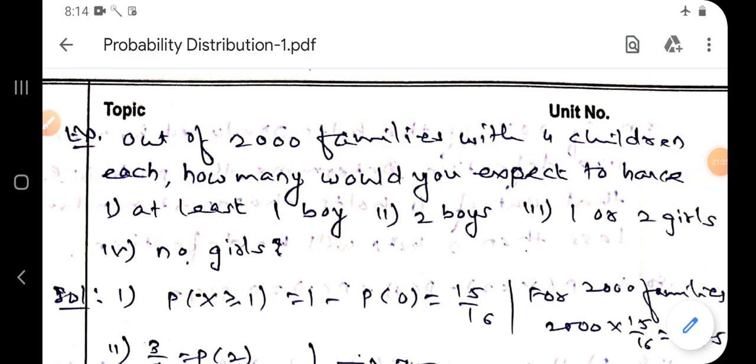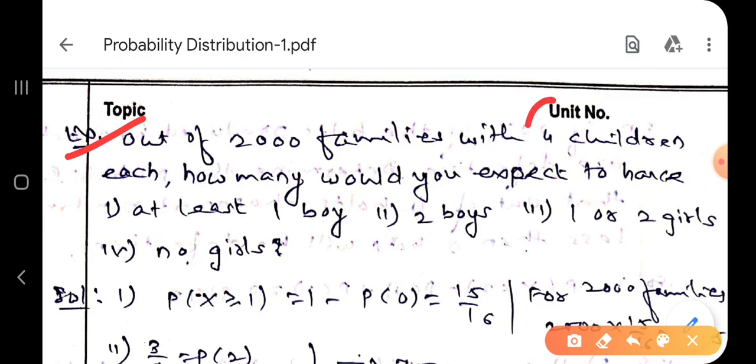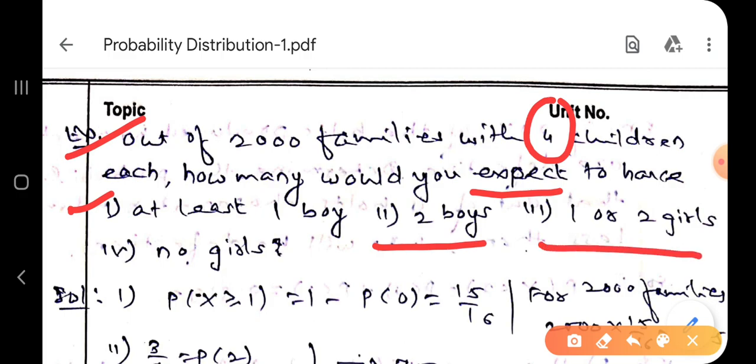Next question is, out of 2000 families with 4 children each, how many would you expect to have: first, at least one boy; second, two boys; third, one or two girls; and fourth, no girls. At least one boy, two boys, one or two girls, and fourth one is no girls.